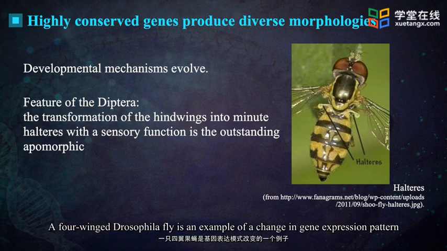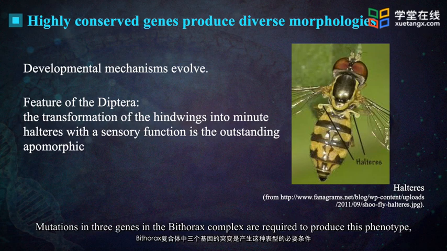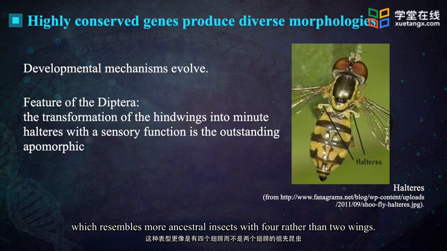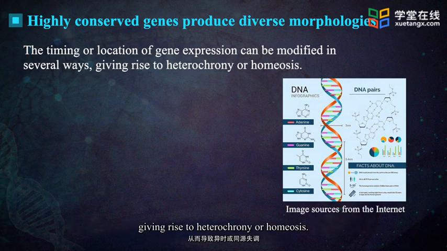A four-winged Drosophila fly is an example of a change in gene expression pattern with a dramatic effect on morphology. Mutations in 3 genes in the bithorax complex are required to produce this phenotype, which resembles more ancestral insects with 4 rather than 2 wings. The timing or location of gene expression can be modified in several ways, giving rise to heterochrony or homeosis.